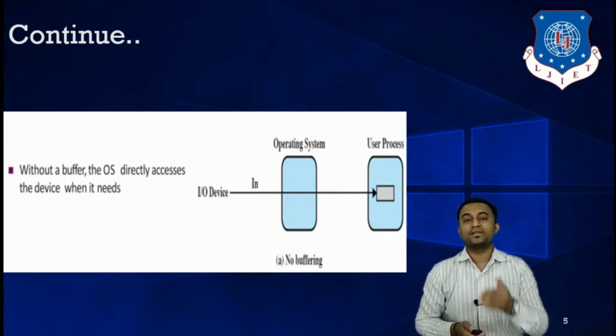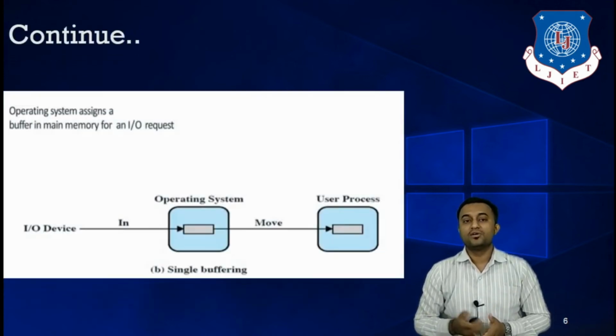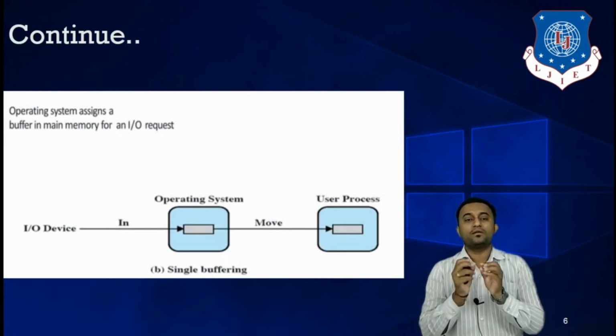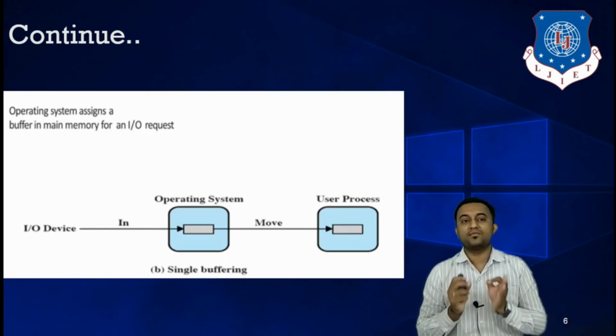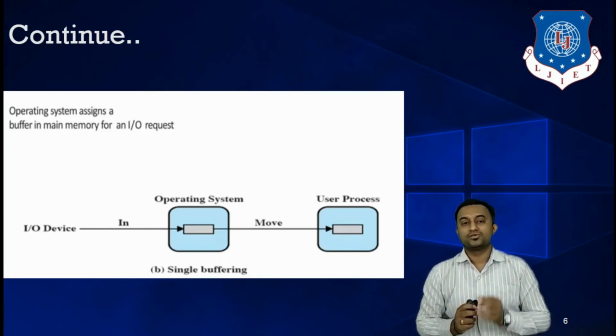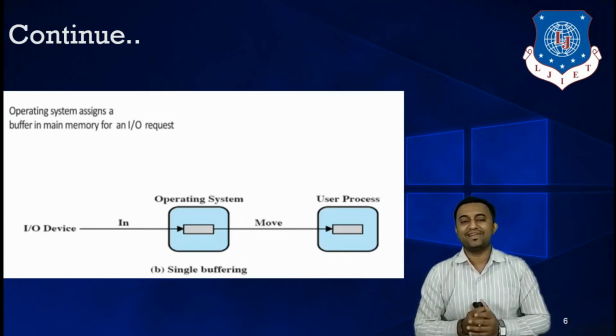So to increase the efficiency, let us discuss the second technique, which is the single buffering technique. In the case of single buffering, instead of having no buffer, we have a single buffer in main memory. The operating system assigns a buffer in main memory for an IO request. Because we are talking about IO buffering, definitely this buffer is dedicated for IO operations only.